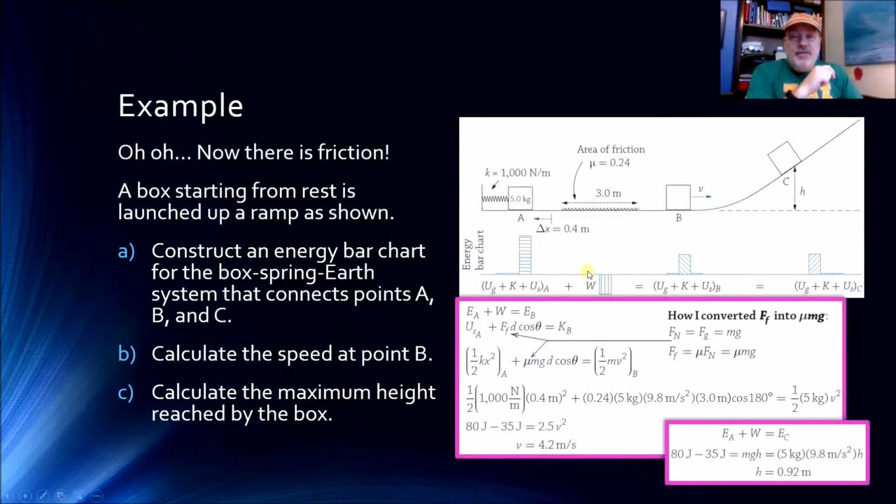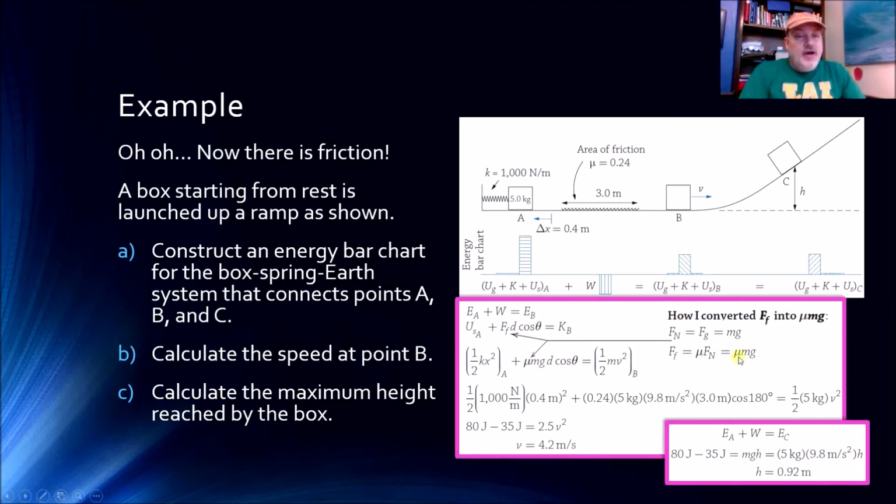Okay, what we end up with is this. From A to B, we have a new term. We have work done between A and B. And that's force of friction times the distance times cosine theta. But the cosine theta is -1 because they're in opposite directions, so theta is 180.